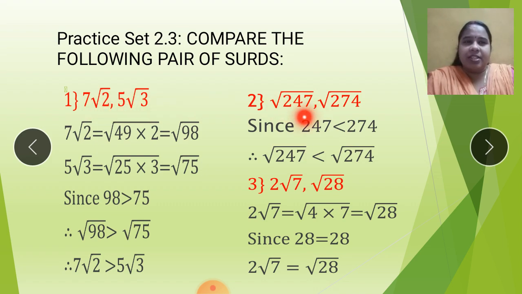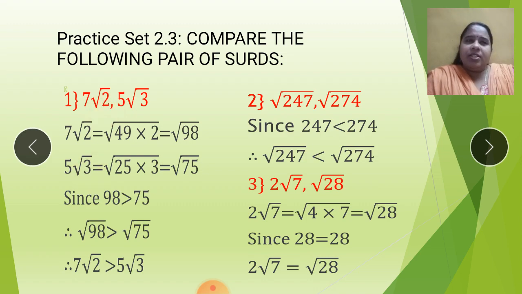Unlike this, see this. These are pure surds. Square root of 247. There is no integer part here. Square root of 274. There is no integer part here. So, these are mixed surds and these are pure surds. First thing is, whenever you have to compare surds, never try to compare like this. We are going to convert it into a pure form. I am going to take this 7 inside this root sign.